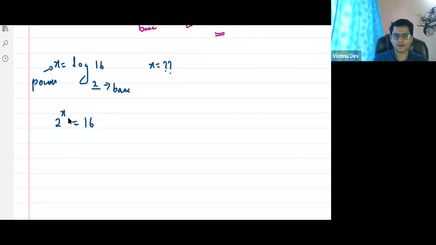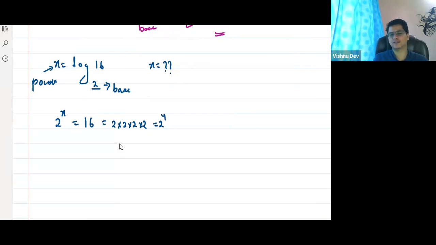So if 2 to the power x is equal to 16, right? It is 2 to the power x. So 16 can be written as what? 2 into 2 into 2 into 2, which is 2 to the power 4. Now tell me, what is the value of x? 4. So x is equal to 4. Yes or no? I hope everyone got this now. Everyone got this now? Raise your hand. Yes, sir. Okay, everyone got this. Now it is clear.